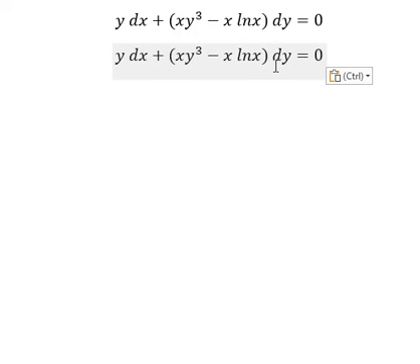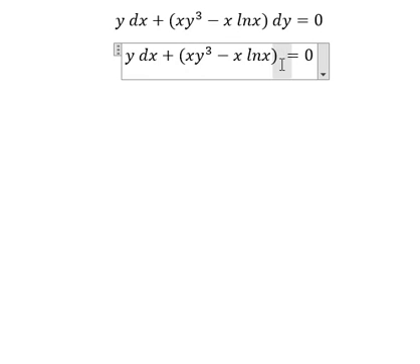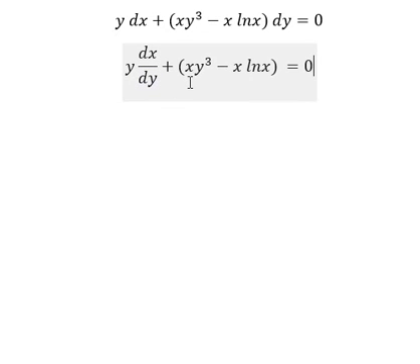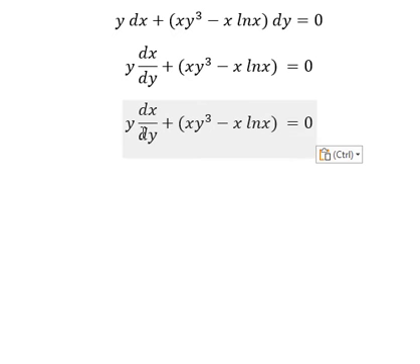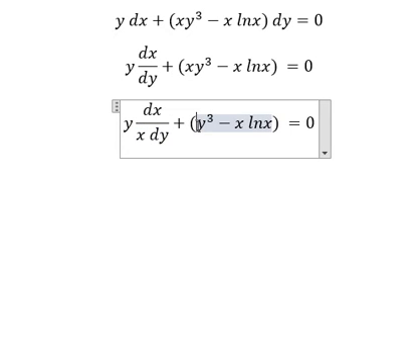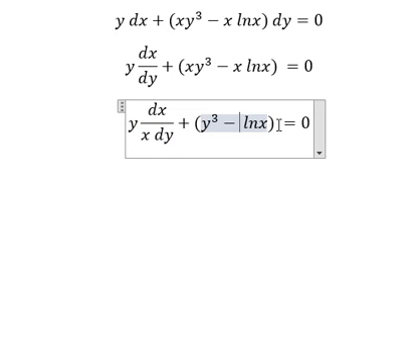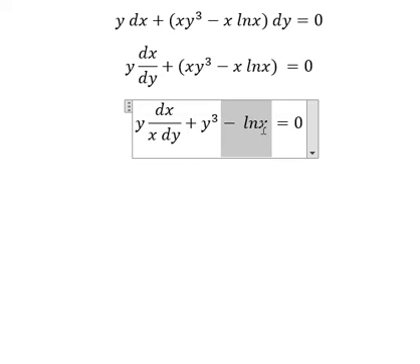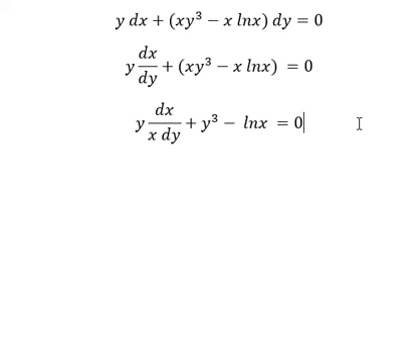First, we need to divide both sides by dy. Next, we divide both sides by s. Next, we need to open parentheses. Next, we have ln(s) and ds over s dy. This is about Bernoulli's equation.